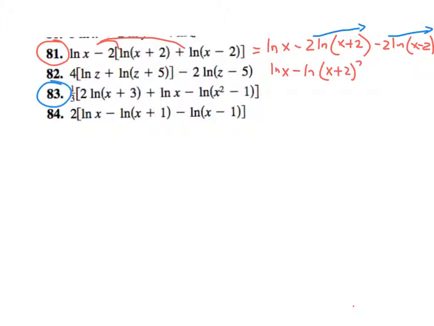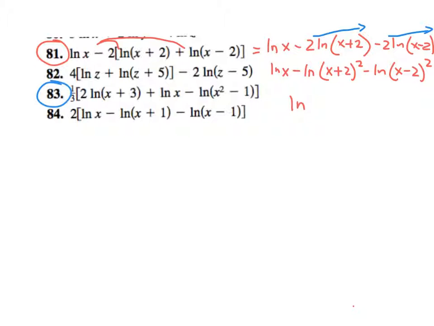I'm not going to square that. That would require distributing or FOIL. So we're going to leave that just as is, minus ln of x minus 2, the quantity squared. And that, once again, would require distributive property or FOIL. At this point, I've got a log minus another log. I can condense those into a single logarithm.